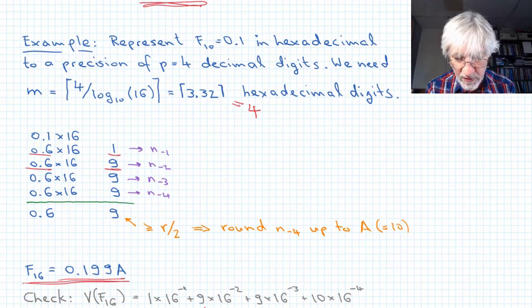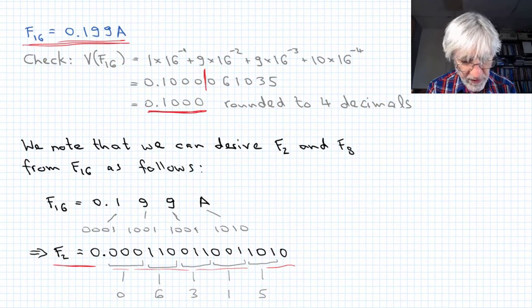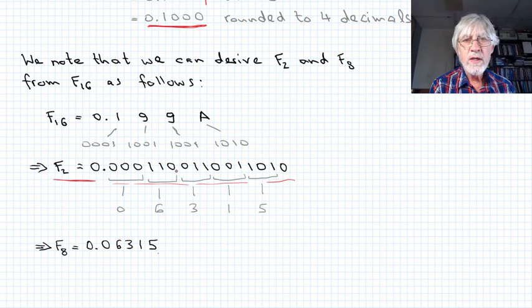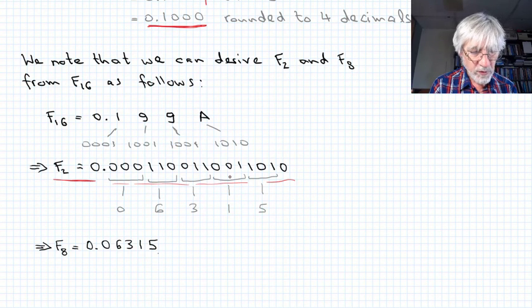That's not always going to be the case, but it's certainly going to be shorter than the binary representation. And so we have less computation to do, even though the computation is a little more complicated because we have to now multiply things by 16. But at any rate, we get the binary representation here of 0.1.